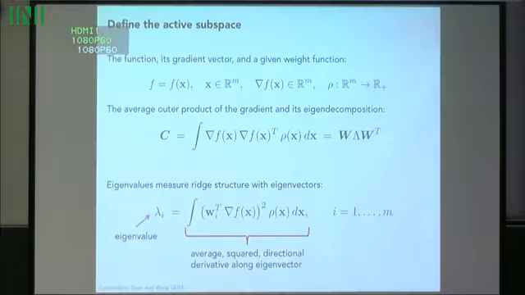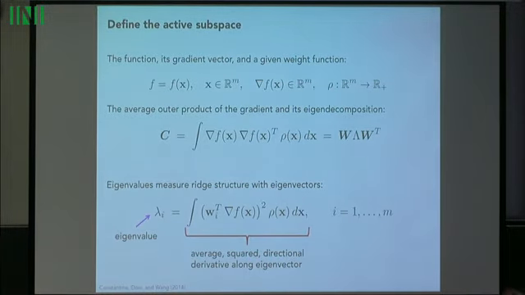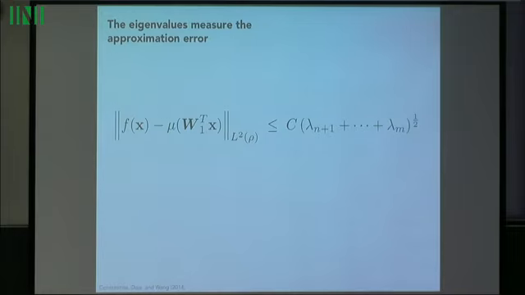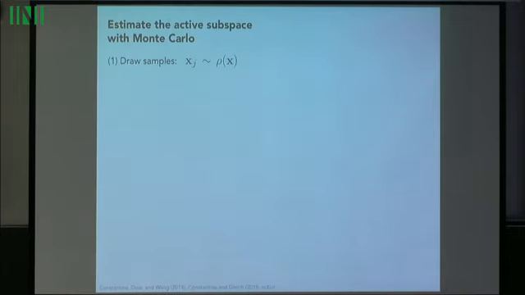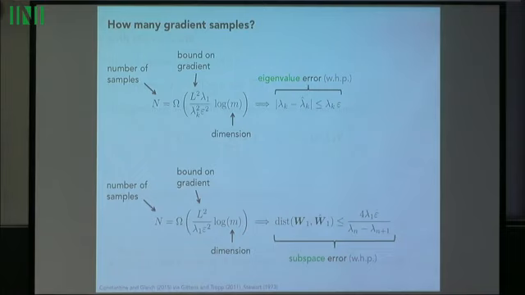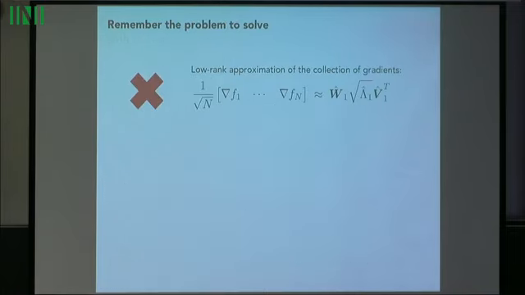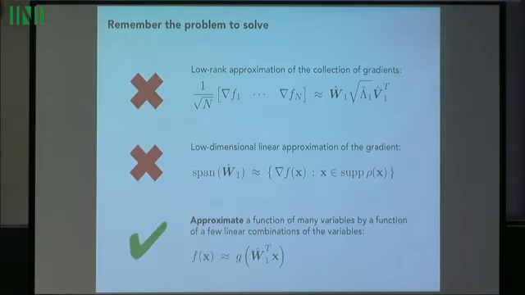Thanks. Appreciate that. Okay. So this is one idea for computing important directions. The interesting thing is that these eigenvalues actually measure the approximation error. So again, this is sort of checking if this structure is there without having to assume that it is, if we can estimate the eigenvalues associated with the inactive space. And this comes from the Poincaré inequality. And that's a Monte Carlo method to do it, and that's how many samples it takes. And then this is the problem that we're solving.